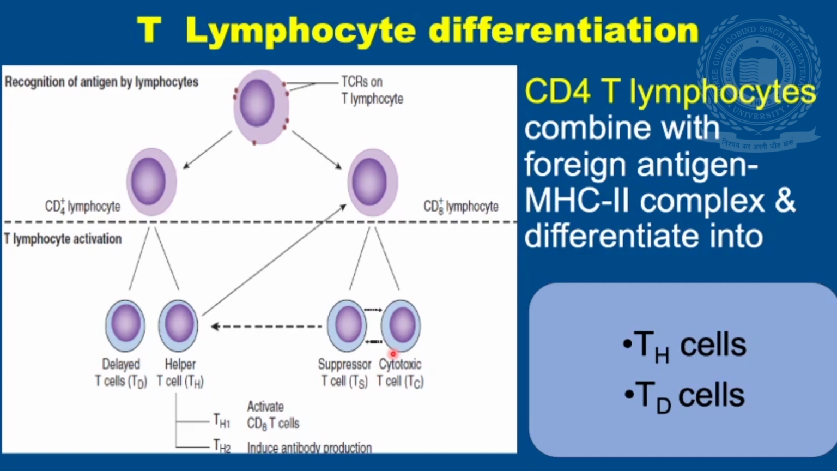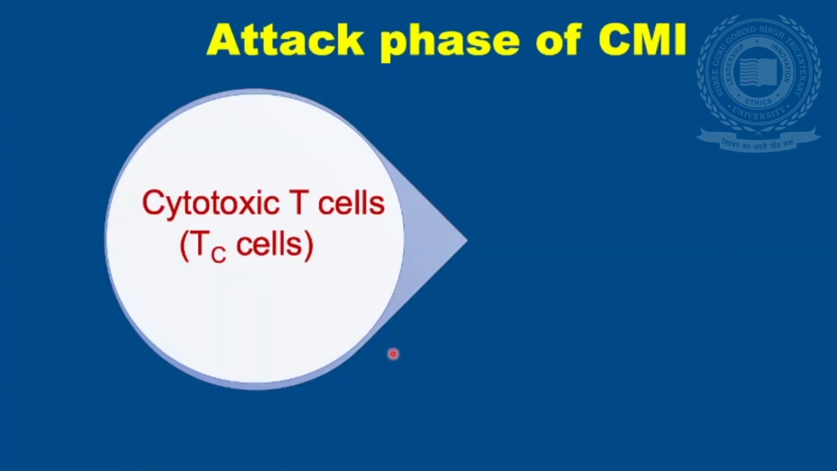From the tissue fluid, they enter back into the lymph and then into the lymphoid tissue, and once again into the blood. Thus, T lymphocytes circulate again and again throughout the body, sometimes lasting for months or years. T lymphocyte memory cells are also formed. Then comes the attack phase of cell-mediated immunity.